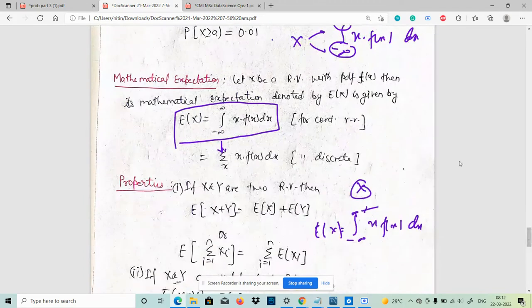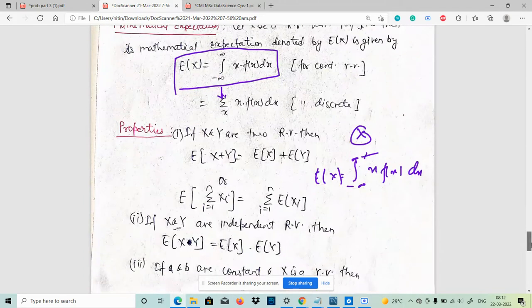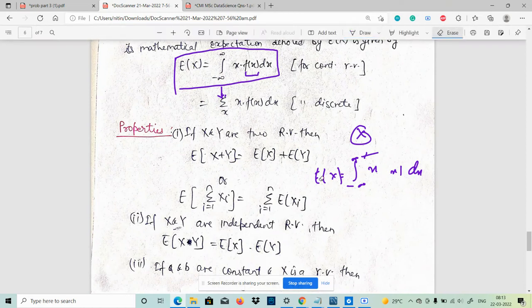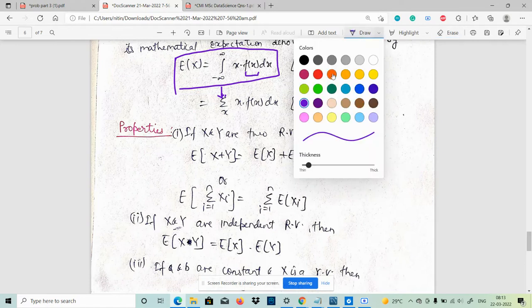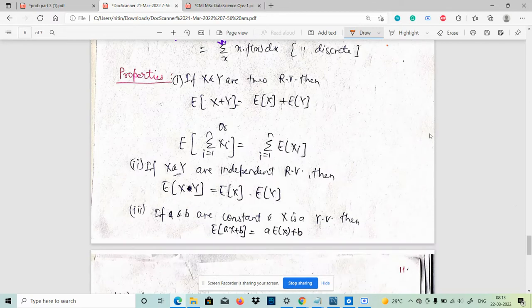So this is the general definition: you need to integrate it from minus infinity to infinity. But this limit will depend upon whatever the definition of f(x) is and whatever the limit of f(x) is. Okay, so there are actually some properties of expectations that you need to know, and those properties are very simple. I'm not going to prove this because you don't need proof of anything.